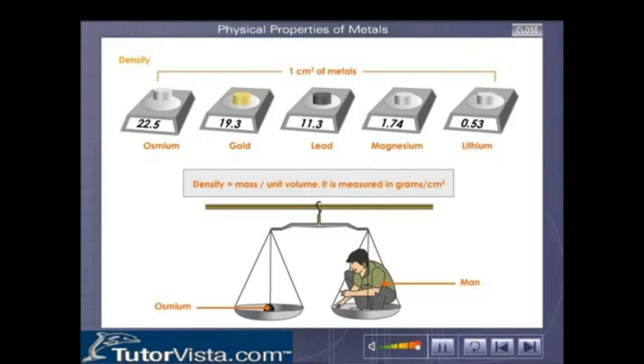Density. Density is the degree of compactness of a substance. It is the mass per unit volume of a substance. The densities of metals vary from 0.53 grams per cubic centimeter for lithium to 22.5 grams per cubic centimeter for osmium. The metals whose density is less than 5 grams per cubic centimeter are called light metals. Some examples are lithium, sodium, potassium, magnesium, aluminium, etc. Other metals like iron, copper, silver, gold, etc., whose density is more than 5 grams per cubic centimeter, are known as heavy metals.